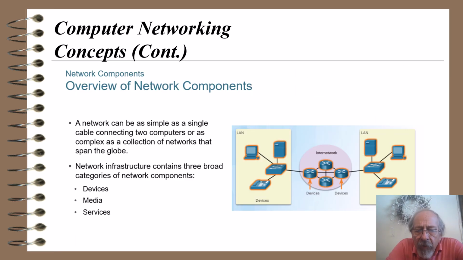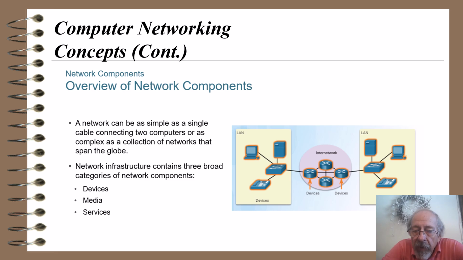So here's an overview of network components. The picture we see on the right-hand side shows a LAN, kind of yellowish color. It shows an internetwork in the middle, kind of pinkish color, and then another LAN on the right-hand side. So these two LANs are connected by the internetwork. A network can be as simple as a single cable connecting two computers, or as complex as a collection of networks that span the globe, or again, the World Wide Web. Network infrastructure contains three broad categories of network components: devices, those are what you see basically in the LANs, media, and services. The media connect the devices together.